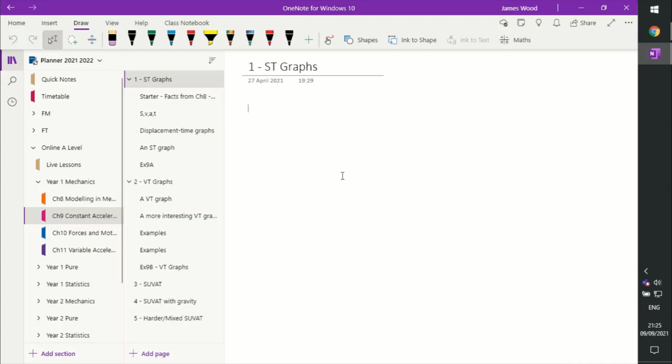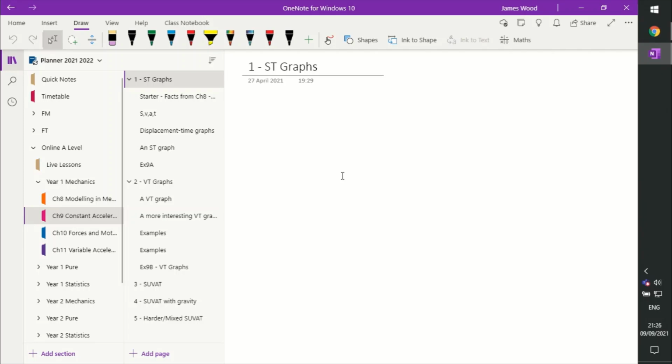In this lesson on mechanics for year one, we're going to have a look at displacement time graphs. And this is the start of chapter 9 on constant acceleration, or what you might call kinematics, so the study of basically things moving. Now, there is chapter 8 before this, which mostly talks about how we model situations in mechanics, and that is worth a read, first of all, before we start this chapter.